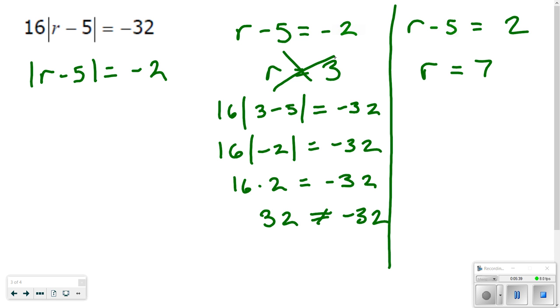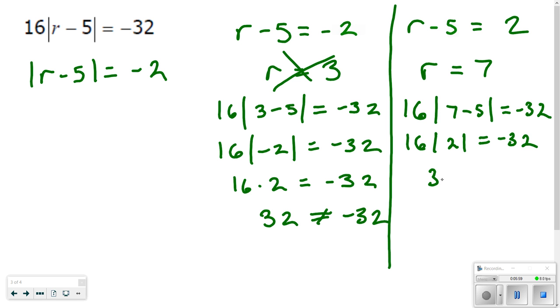Hopefully our second one does. So again, let's plug it in. 16 times the absolute value of 7 minus 5. So we get 16 times the absolute value of 2, but we get that same issue. We get positive 32, which does not equal negative 32. So 7 doesn't work either. So either we messed up really bad, or there was something at the very beginning that we should have noticed that told us that this equation wasn't going to have a solution.